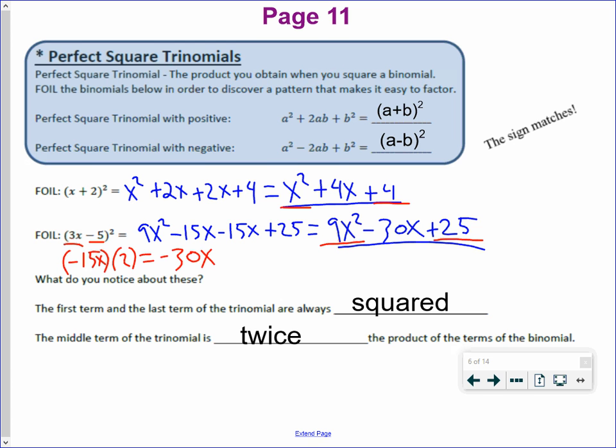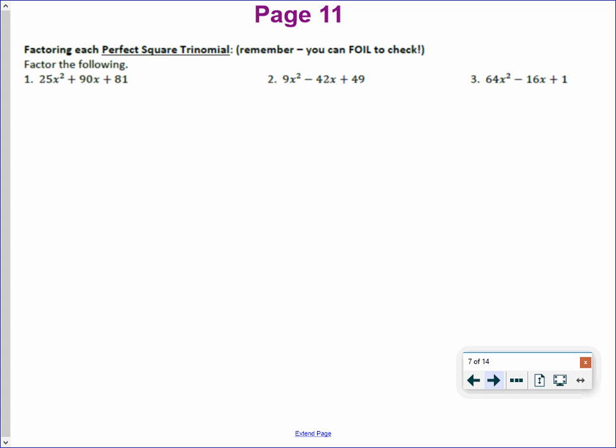So let's go ahead and look at some examples. So for number 1, we have 25x squared plus 90x plus 81. So we're going to factor this out. But before we actually factor this out, we're not always going to tell you when a trinomial is perfect or not. You won't always know. So what we need to do first is check if it is a perfect square trinomial or not.